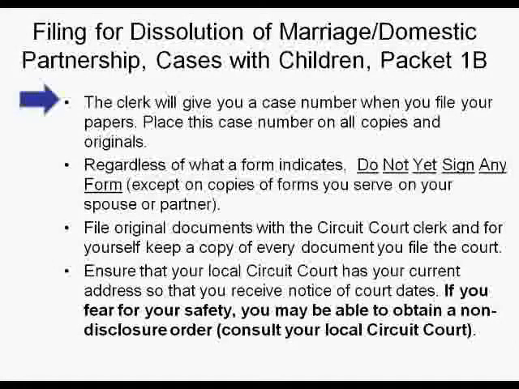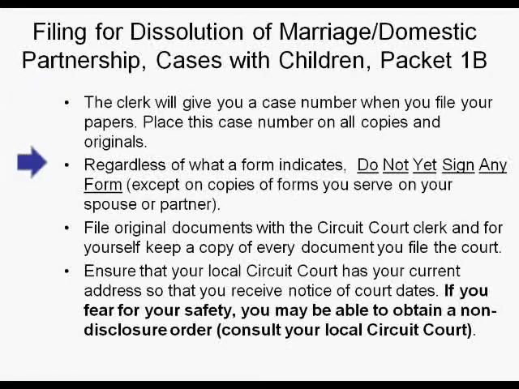The clerk will give you a case number when you file your papers. Place this case number on all copies and originals. Regardless of what a form indicates, do not yet sign any form, except on copies of forms you serve on your spouse or partner. File original documents with the circuit court clerk, and for yourself, keep a copy of every document you file with the court.